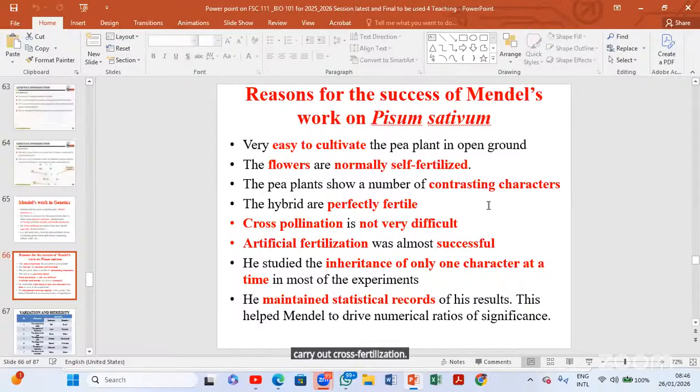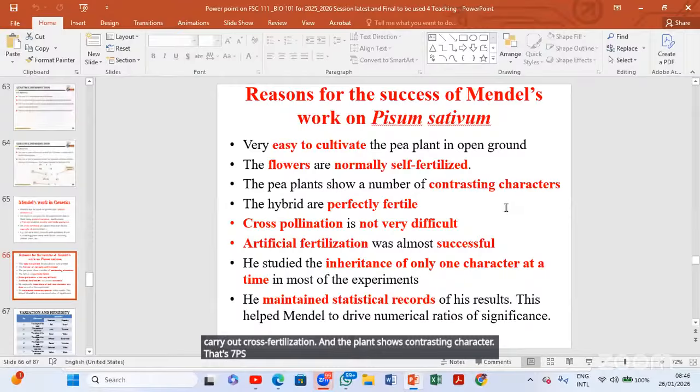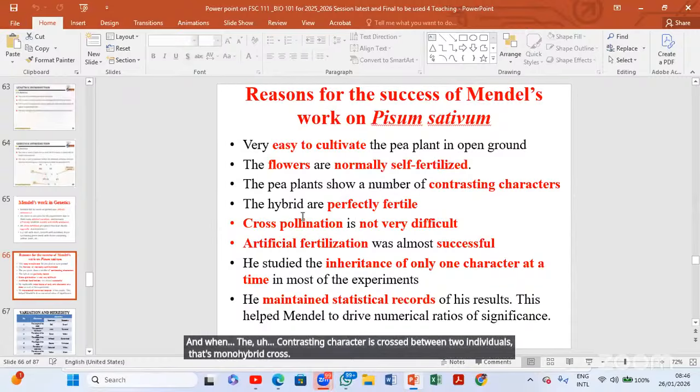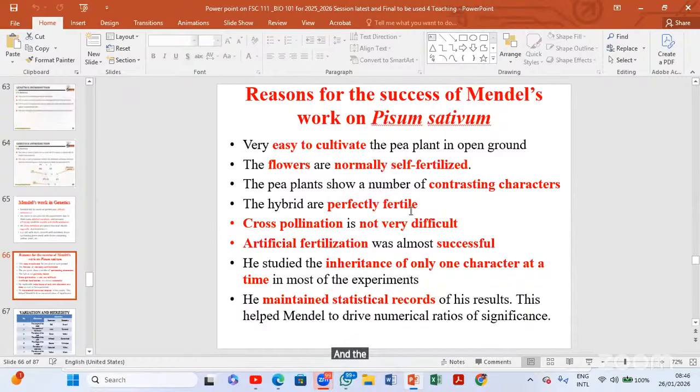And the plant shows contrasting characters. That's 7 pairs that we are talking about. And when a contrasting character is crossed between 2 individuals, that's a monohybrid cross, then the hybrids are perfectly fertile. So the hybrids are fertile, and they can also be taken into the next generation.